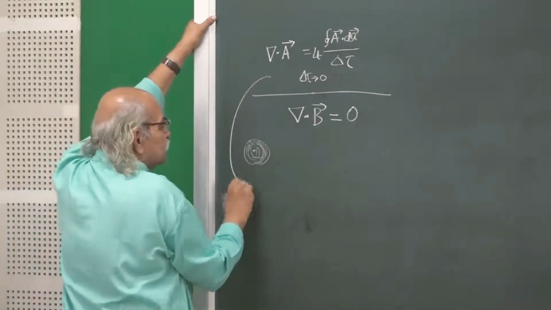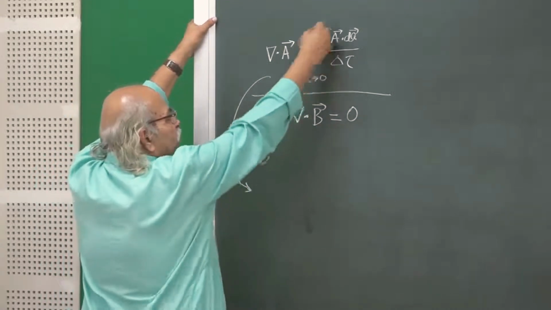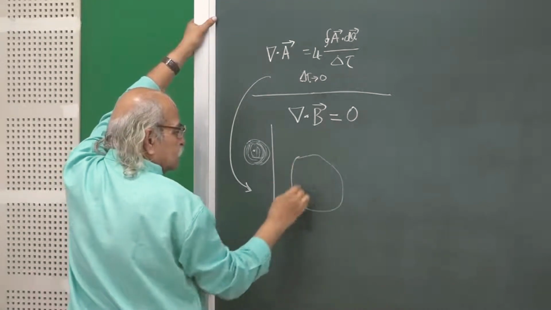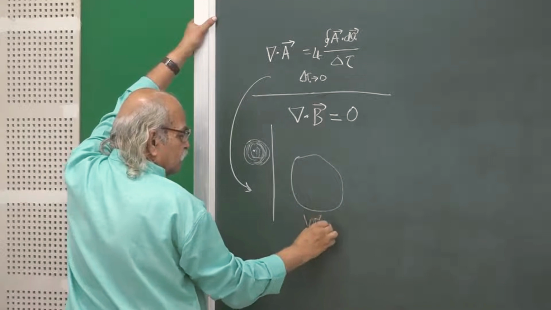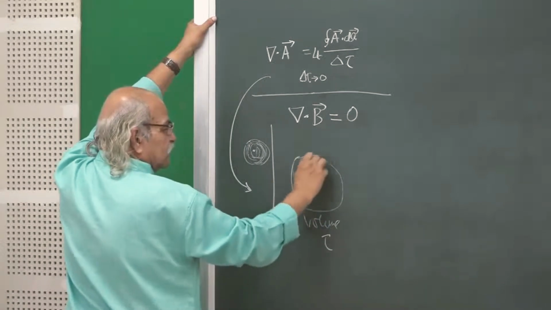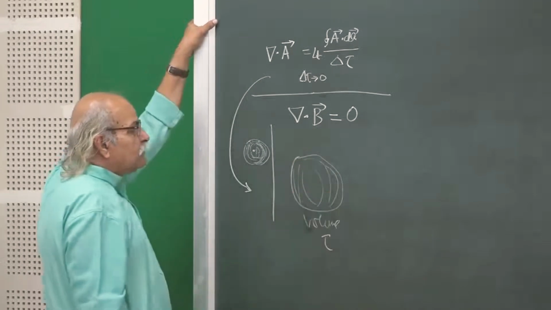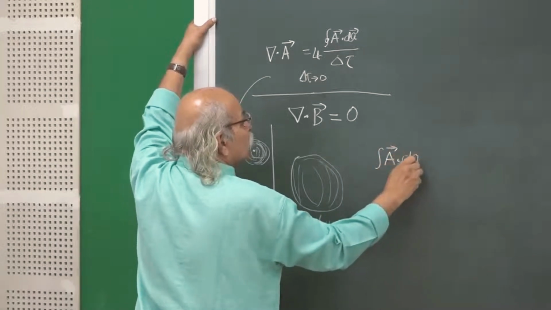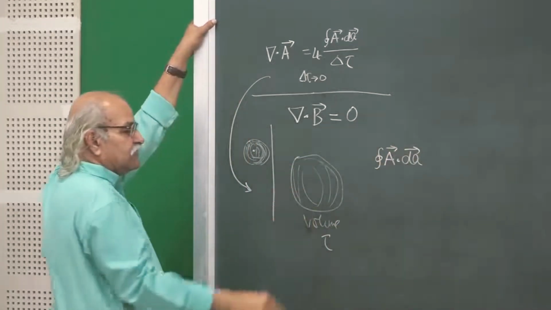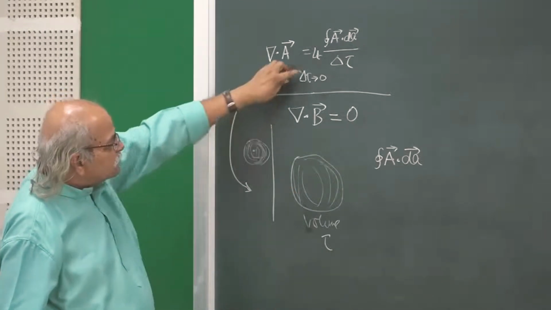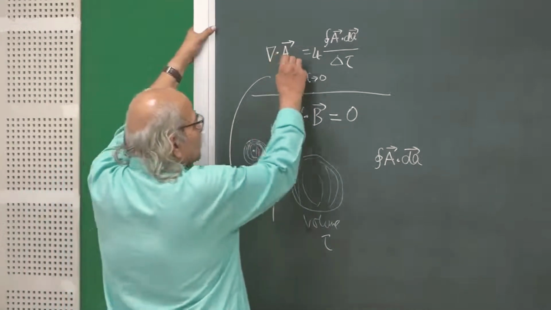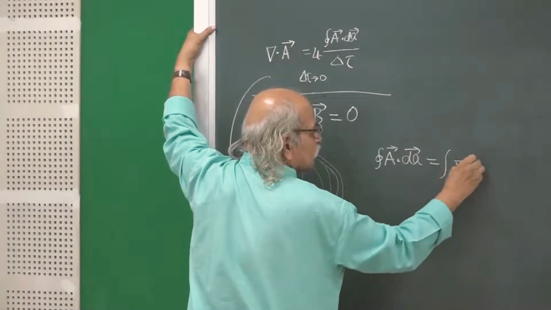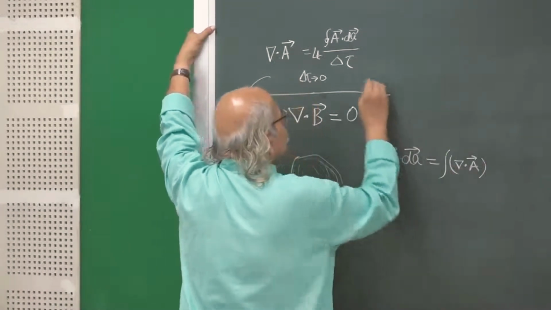Now, from this definition a beautiful theorem comes out, and that is, if you have any volume, small, big, any volume tau, and then you have the surface of that volume, then you can write A dot dA on this closed surface, it is not necessarily small, here it was small, and this quantity will be equal to the integration of divergence A, this is d tau here.